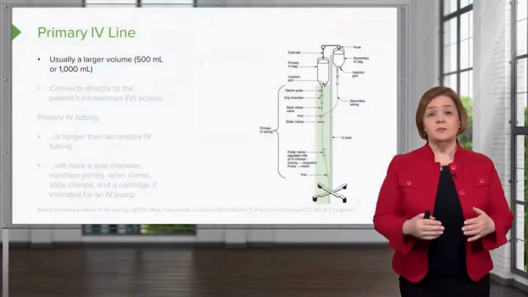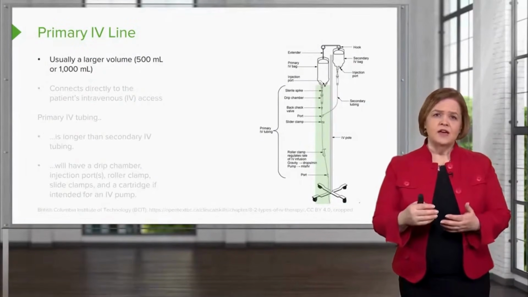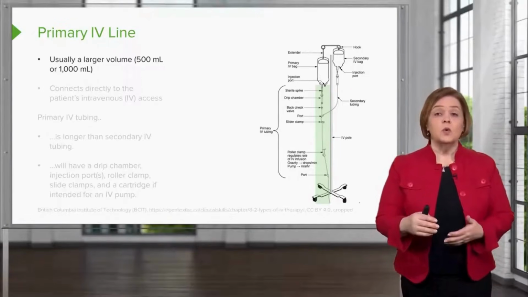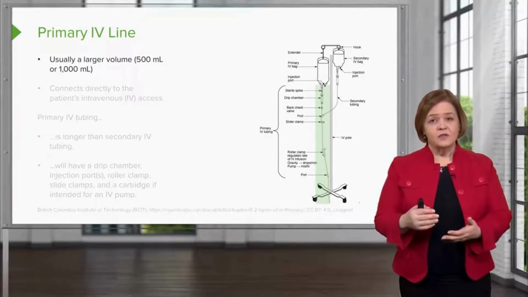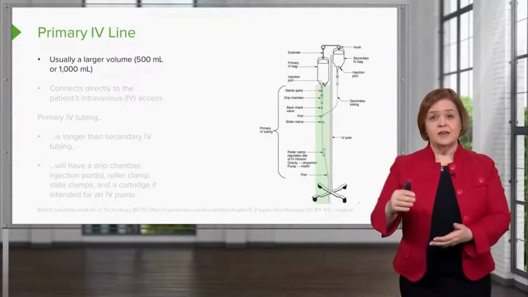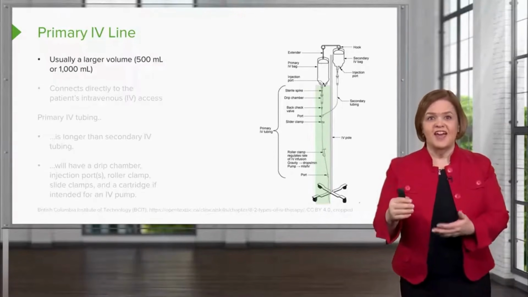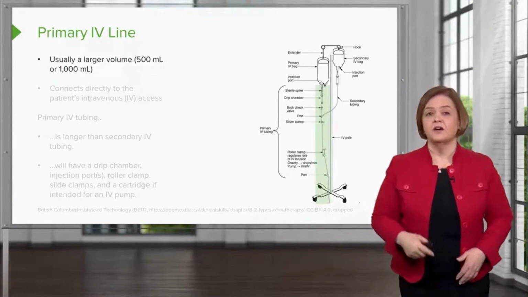Okay, let's start with the IV itself first. There's a primary line and a secondary line. Now, the fluid that we hang on a primary line is usually a larger volume, 500 milliliters or 1,000 milliliters. To give you a frame of reference, a 1,000 milliliter IV bag is exactly half the volume of a 2,000 milliliter or 2-liter bottle of pop.